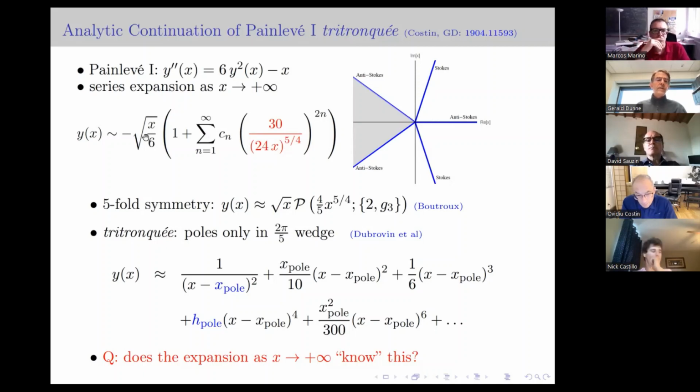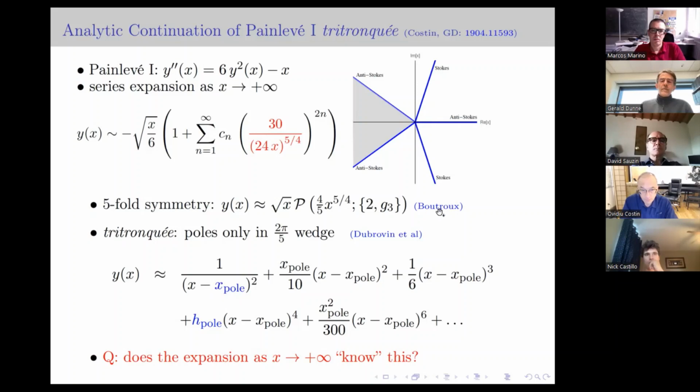And if we generate what's called the Tritronquée solution as an expansion around X equals plus infinity, just as a series in inverse powers of the natural variable, the Écalle variable, X to the 5/4, as you can just see by a simple scaling relation in this equation. If you make this expansion of this structure, then it's straightforward to generate these coefficients just by inserting this ansatz into the equation and getting a recursion formula for the C's.